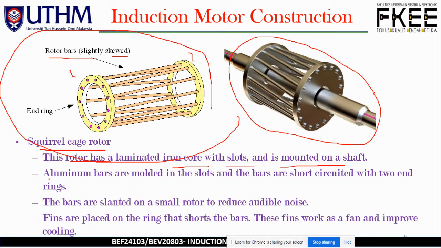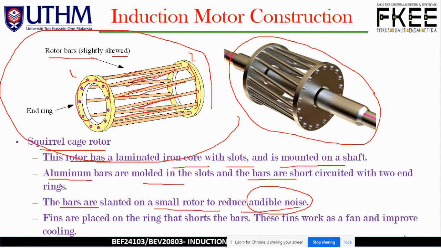And besides, we have aluminum bars which are molded in the slots, and the bars are short circuited between two end rings. So all of this brown color over here is an aluminum bar which is molded in the slot and connected with the two end rings. The bars are slanted on a small rotor to reduce audible noise. This is the main reason why we have the skewed or slanted configuration of the aluminum bar. It is used to reduce the audible noise.